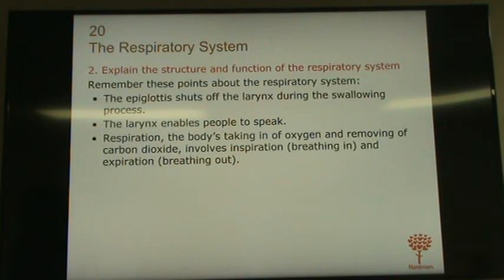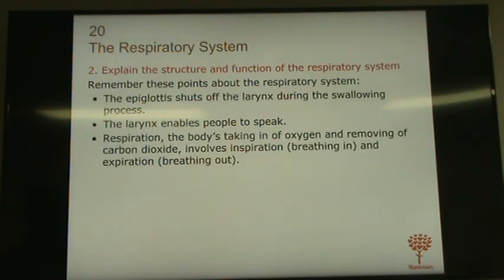Now, as people get older, which we're going to get to on that slide, the epiglottis does not shut off completely anymore, making them choke easily. So we study all these systems to understand how the changes affect the elderly as we get older. The epiglottis shuts off the larynx during the swallowing process. And the larynx enables people to speak, that's the voice box.